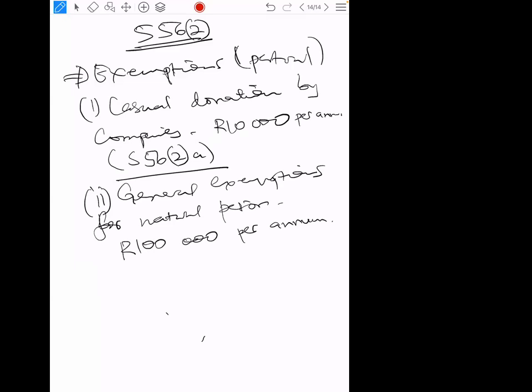Okay, so now what is a casual donation? The casual donation is a donation that does not exceed 10,000 by companies. So if a company makes a casual donation, right, up to 10,000 of that donation so made shall be exempt from donations tax.